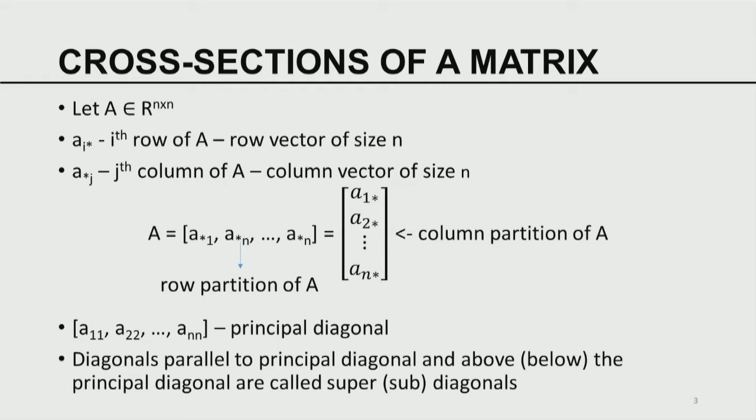More often than not, we will be dealing with square matrices. So A belongs to R n by n. I would like to say a word or two about R n by n. Please recall, we have used the symbol Rn to denote the set of all vectors. Likewise, R n by n is the set of all matrices.